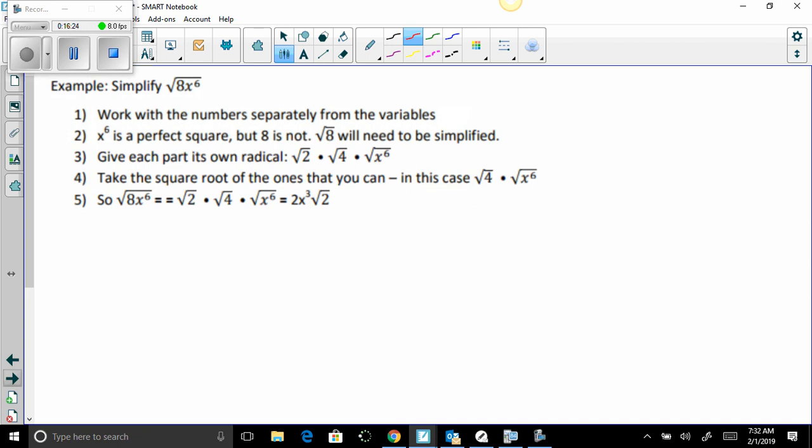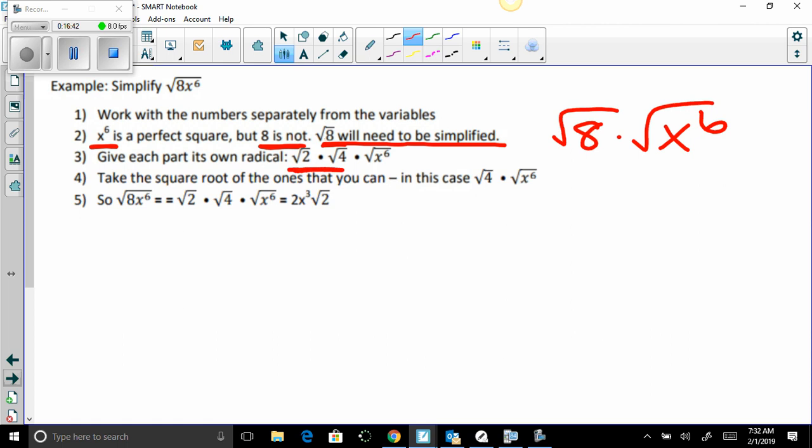Alright, let's go ahead and do another example. Work with the numbers separately from the variables. x6 is a perfect square, but 8 is not. So the square root of 8 will need to be simplified. So break it apart. Each one gets its own radical. Notice what I did here. The square root of 8, since it's not a perfect square, ask yourself, what two numbers multiplied together give me 8? One of them has to be a perfect square. So what are the multiples? 8 and 1 and 4 and 2. Those are the only ones. So this one has a perfect square, which is where they got radical 4 times radical 2.